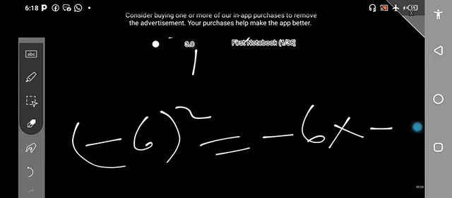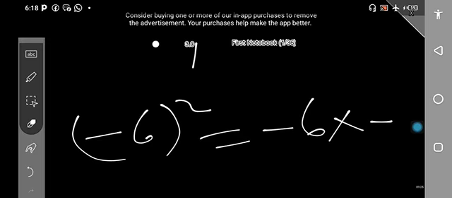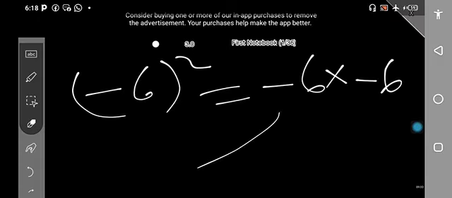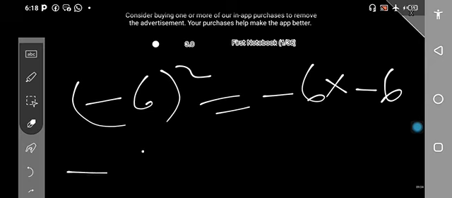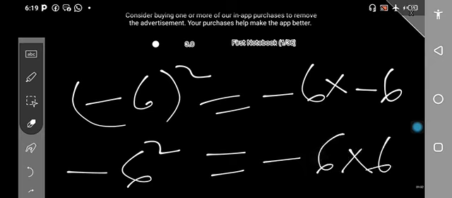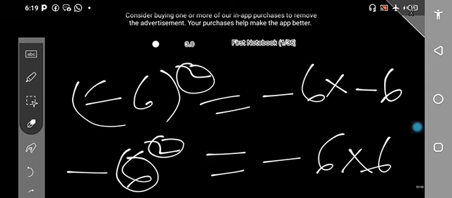Sorry, we have minus 6 times minus 6. And I want to stress the fact that this is different from minus 6 raised to the power 2. Now this one means minus 6 times 6, so that implies that this square is only affecting this 6. But in this case, this square is affecting the whole of minus 6, so you have to say minus 6 times minus 6. So I'm just trying to clarify that as much as possible.